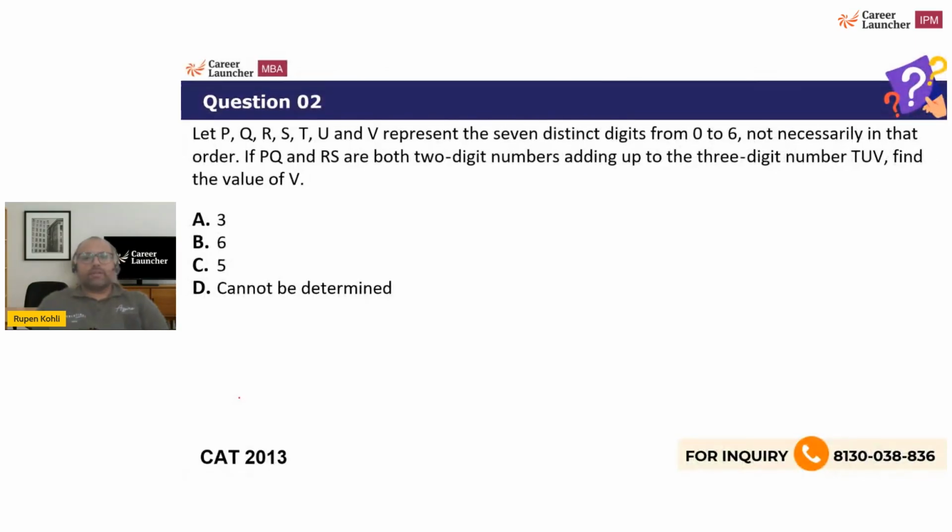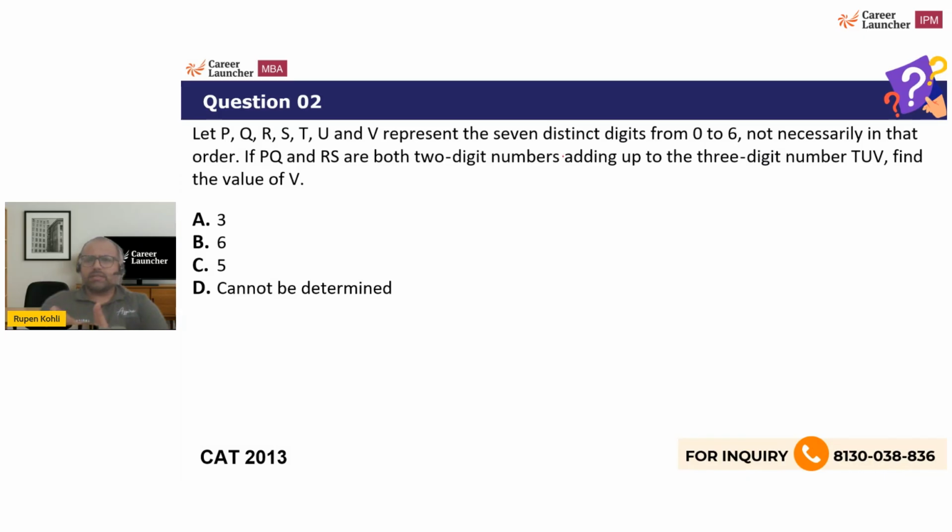Okay. Next one. CAT 2013. I like this question a lot. There's a lot to learn. This sort of question is called an alphanumeric puzzle. Let's see. Let P, Q, R, S, T, U and V, seven variables he has mentioned, represent the seven distinct digits from 0 to 6, not necessarily in that order.